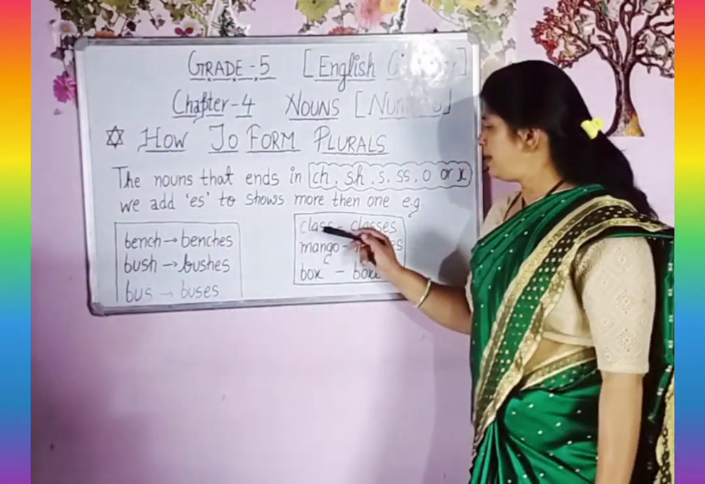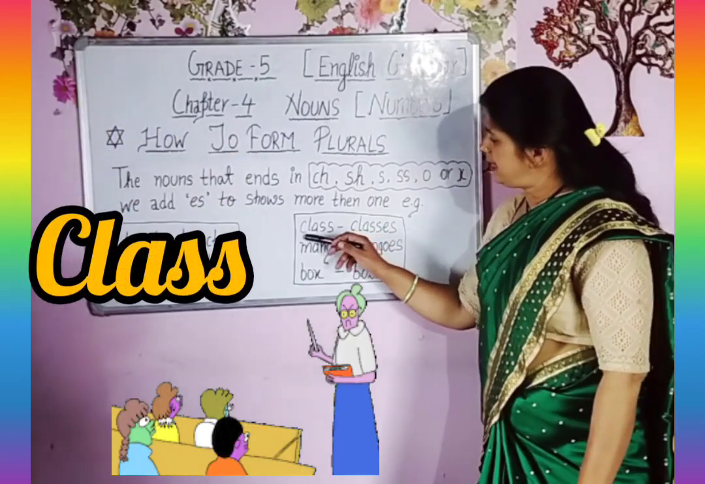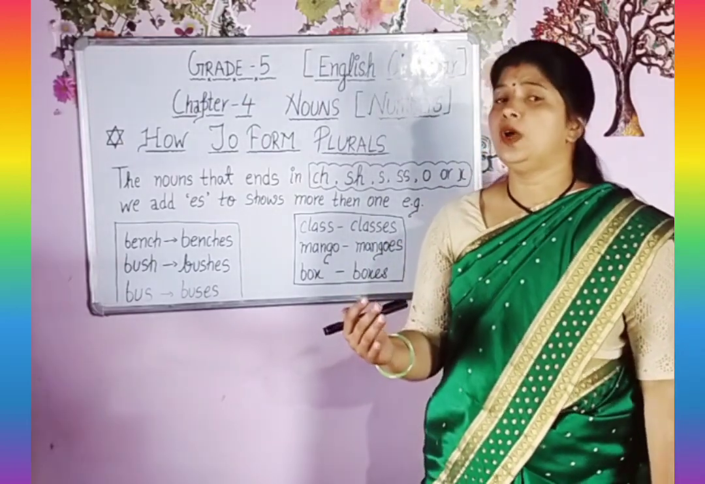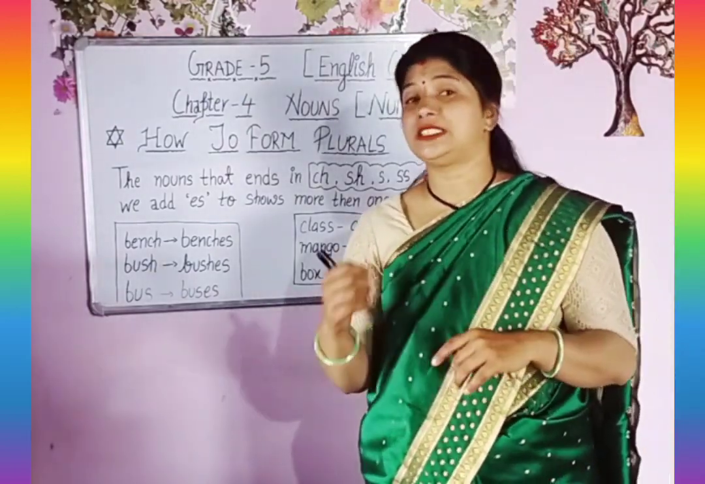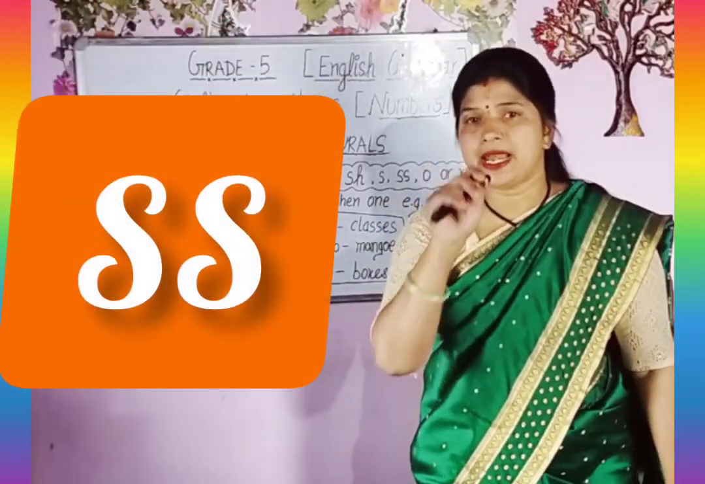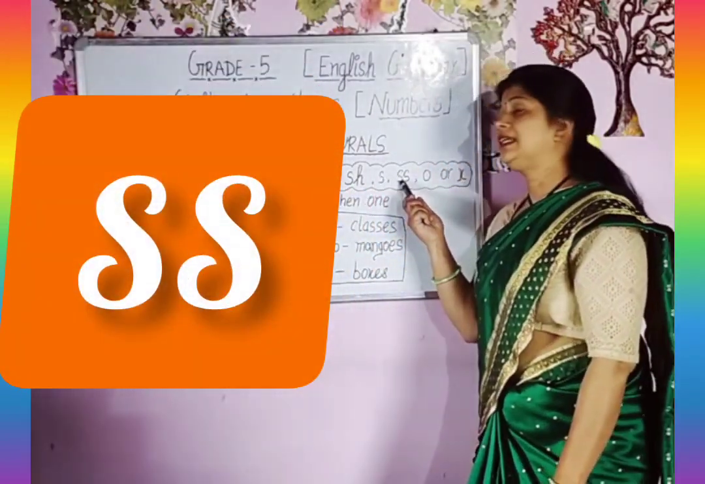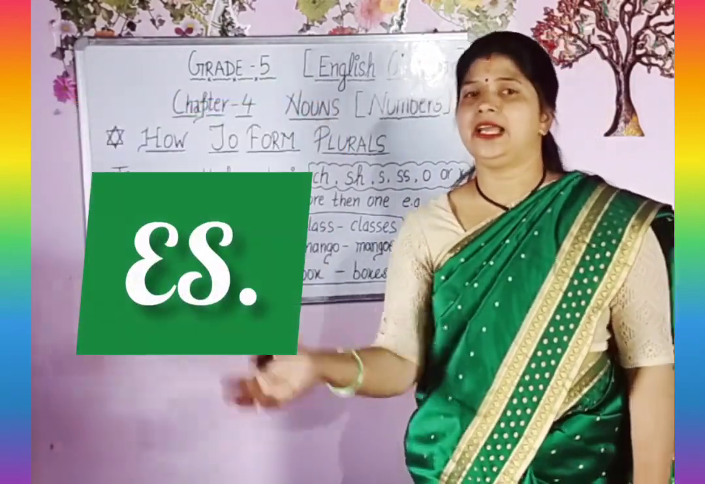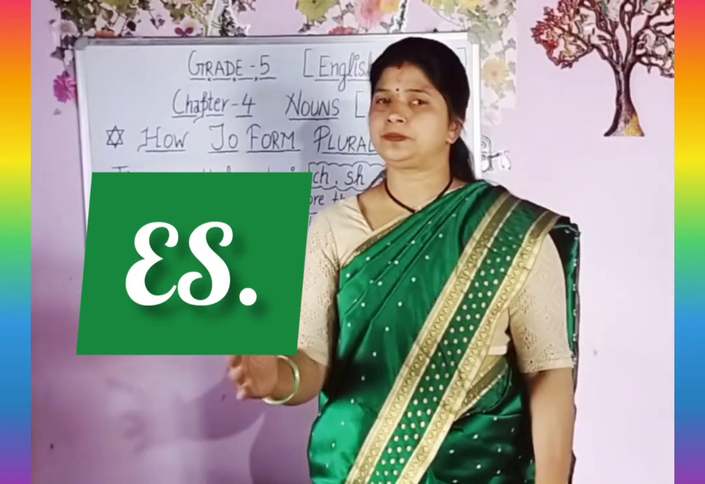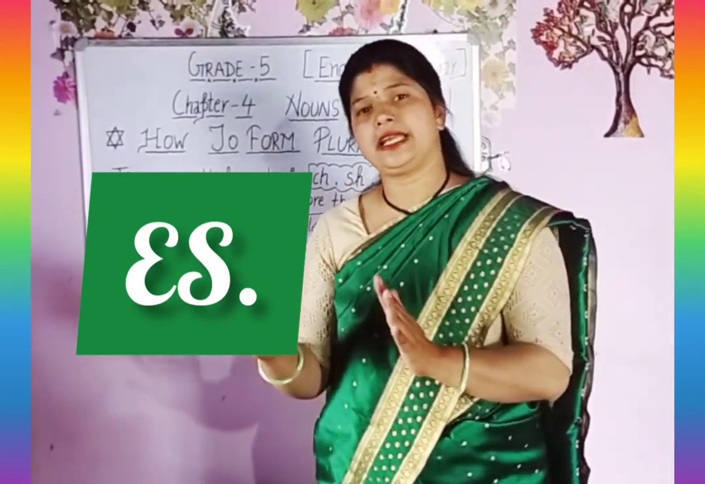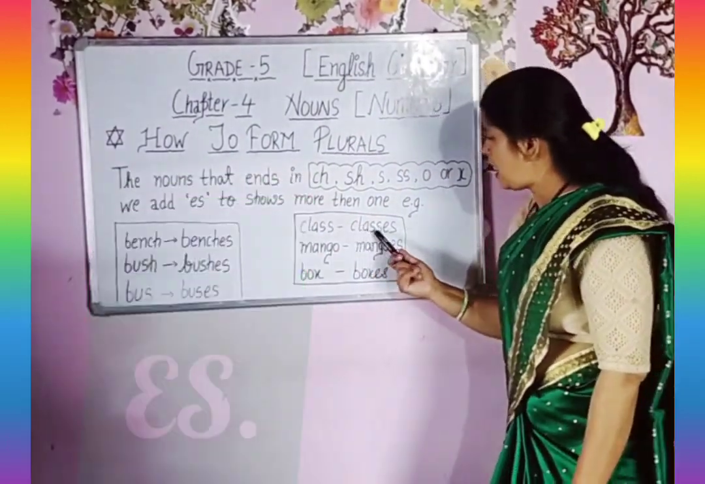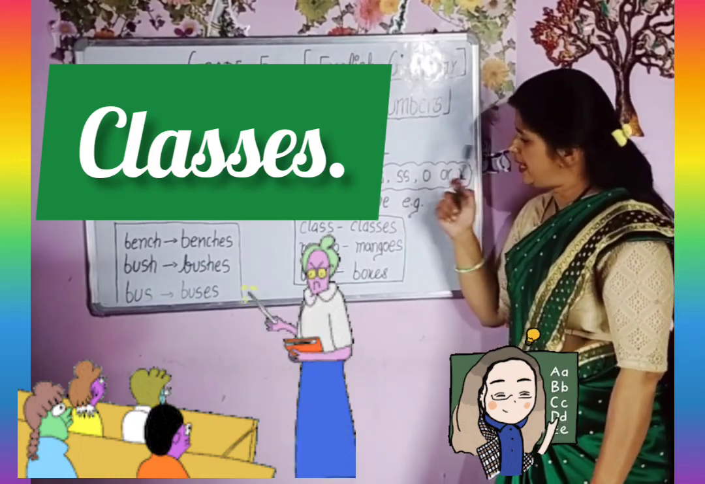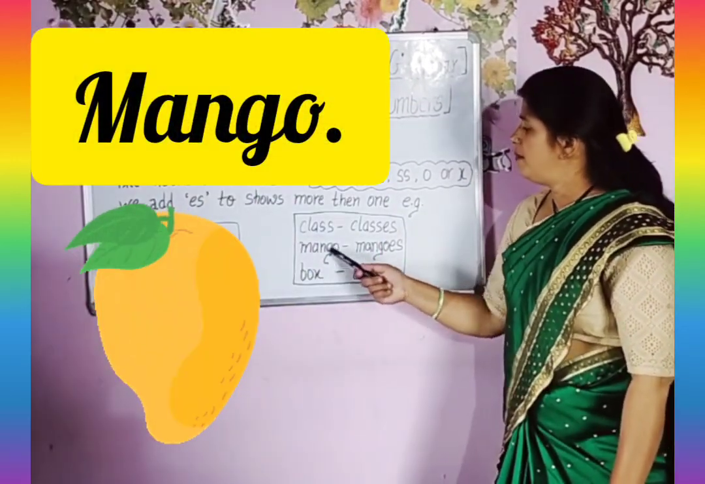Now the next word is class, C-L-A-S-S. In the word class, you can see that double S comes at the end. When double S is there, we also add ES to the singular form. Now it has become classes, C-L-A-S-S-E-S, classes.